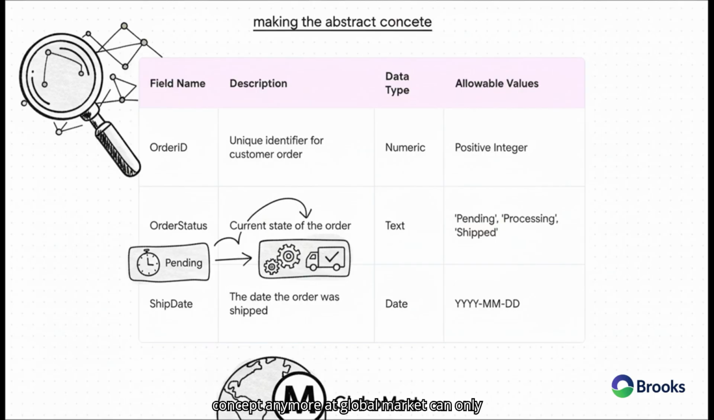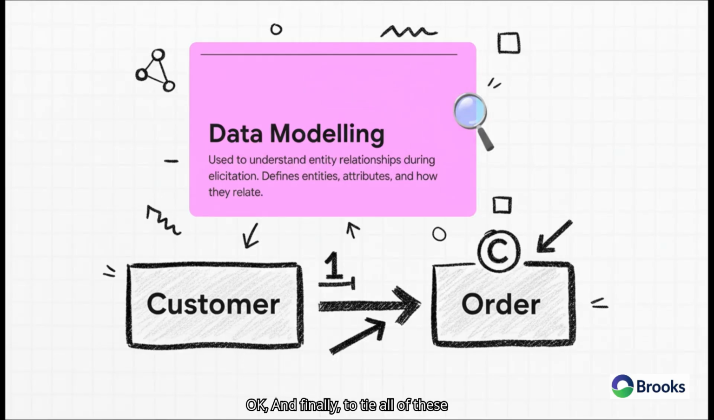At Globomart, it can only be one of 3 exact things: pending, processing, or shipped. That's the level of precision you need to do real analysis. Okay, and finally, to tie all of these pieces together, our analyst uses data modeling. This is basically the blueprint that shows how all the different data points are connected.